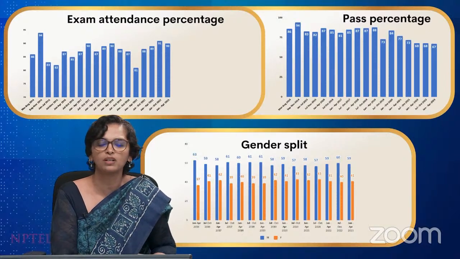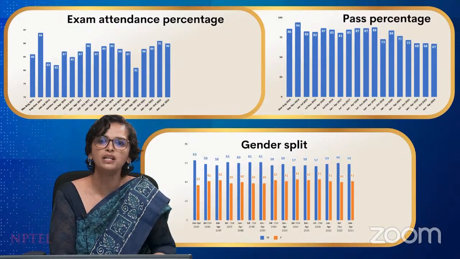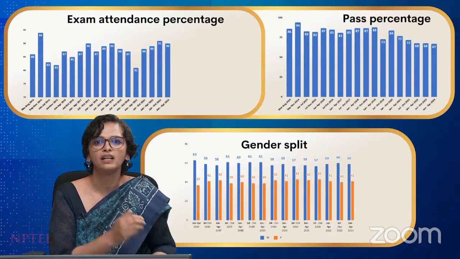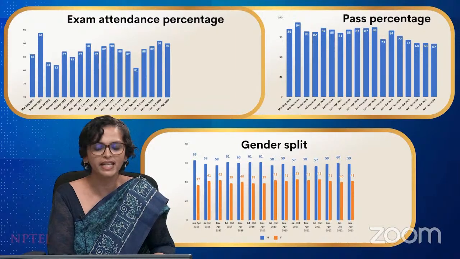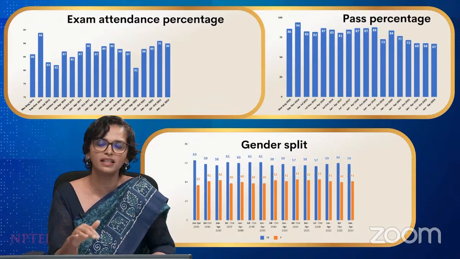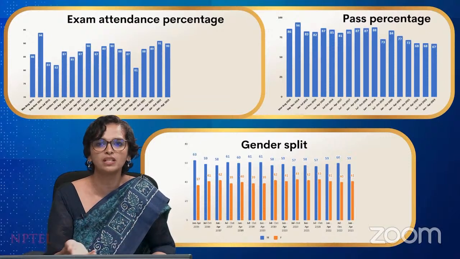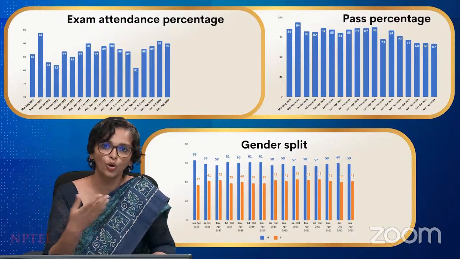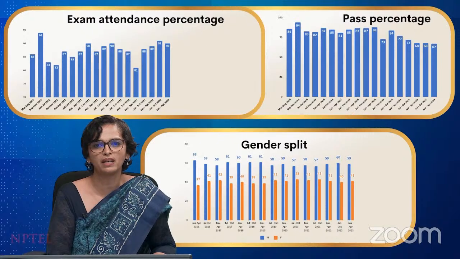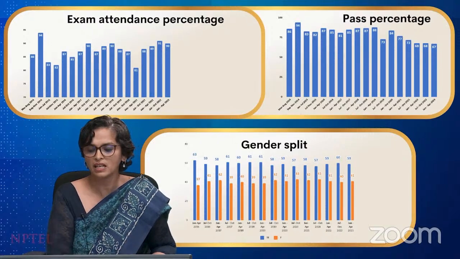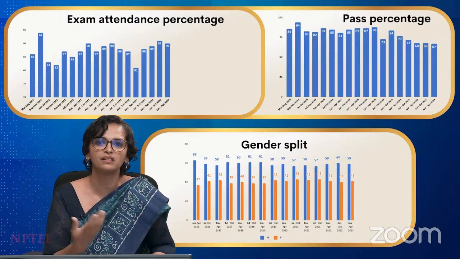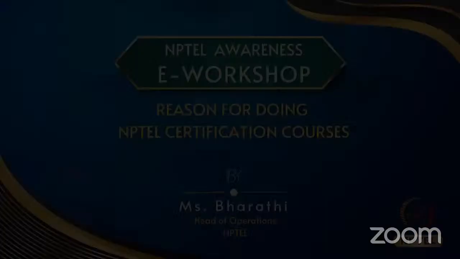For the last 4 or 5 semesters we have been doing about 67 to 70% pass percentage, and the gender split has been constant at 40-60, 40 female and 60 male, which is very good considering that primarily a lot of engineering colleges are participating in the NPTEL program, and seeing a 40-60 is actually very refreshing and encouraging for us too.